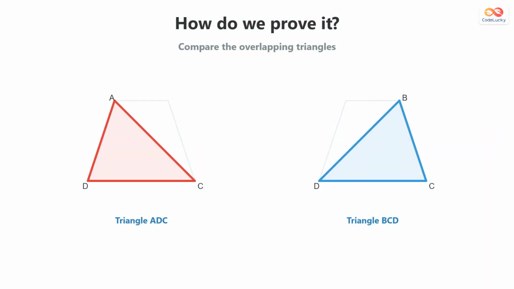How do we prove this is true? We can do this by finding two overlapping triangles hidden inside the shape. Look at the red triangle, ADC, and the blue triangle, BCD. If we can prove these two triangles are identical, then their long sides must be equal.